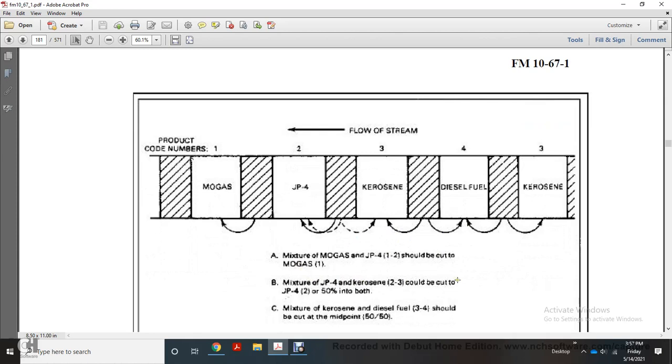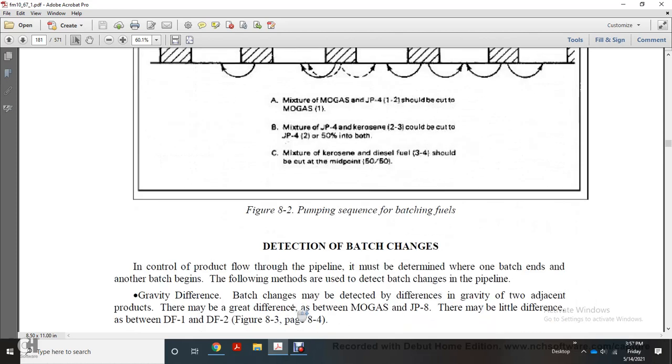Mixture of JP-4 and kerosene should be cut at number 2, 50% in both. Mixture of kerosene and diesel fuel should be cut at the midpoint, 50-50.